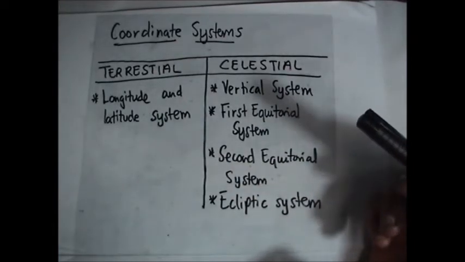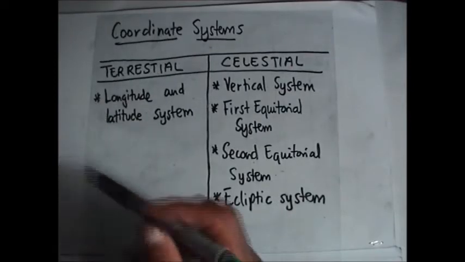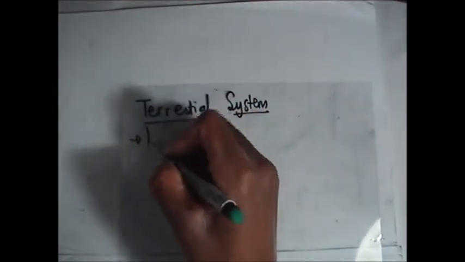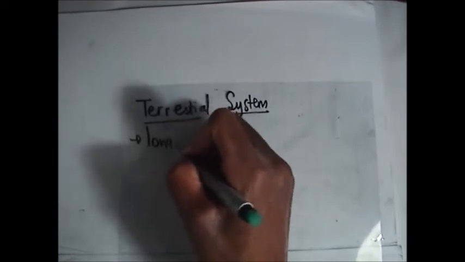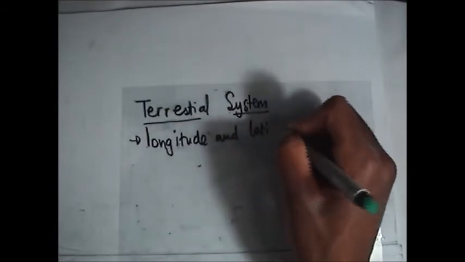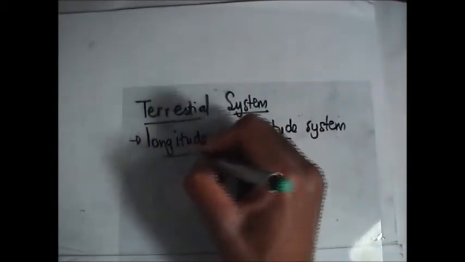So I think without wasting time, let's start on the terrestrial system. It's better starting with the terrestrial, because charity begins at home. So let's begin with our Earth. Terrestrial system. And as I mentioned, the terrestrial system is the longitude and latitude system. We are going to see what these terms mean, longitude and latitude.